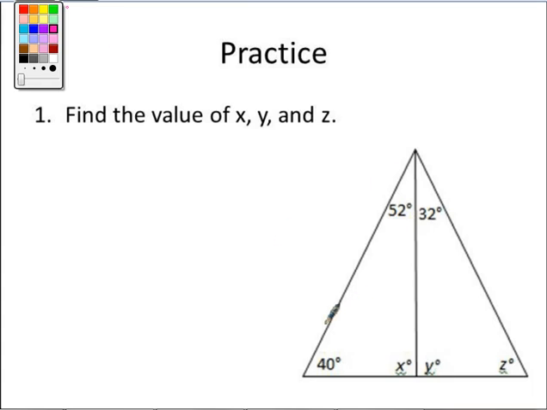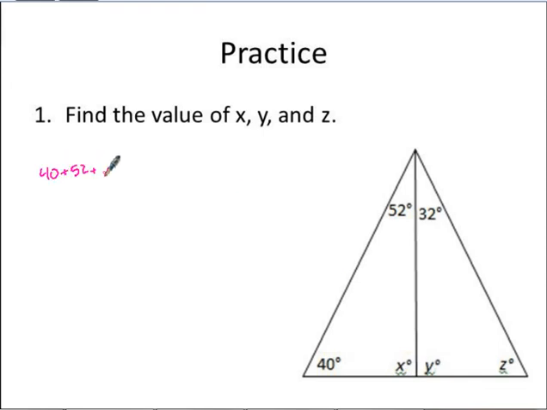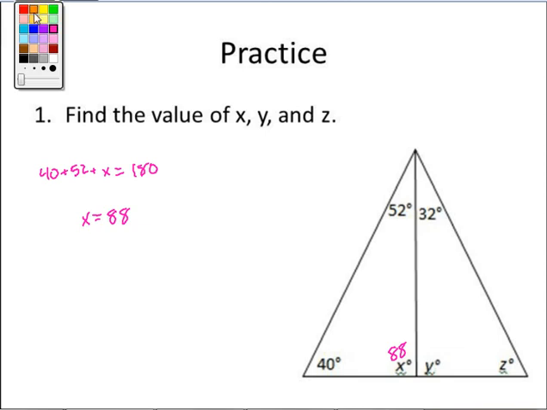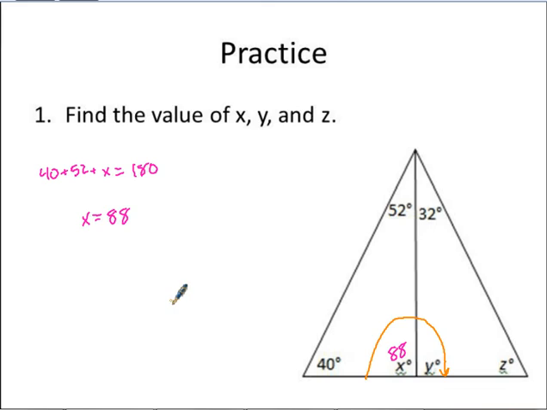So let's take a look at the left triangle first. We have 40, 52, and then x. So we can say 40 plus 52 plus x equals 180. We solve and we get x equals 88. So now I know this is 88. I can find y because of what I know about linear pairs. I know that from here to here is a line, and so because of that, 180 equals 88 plus y, so y equals 92.